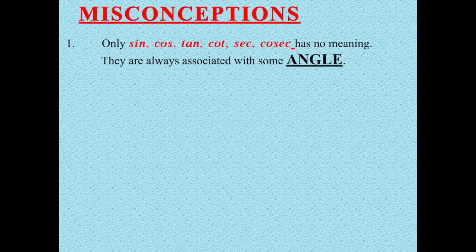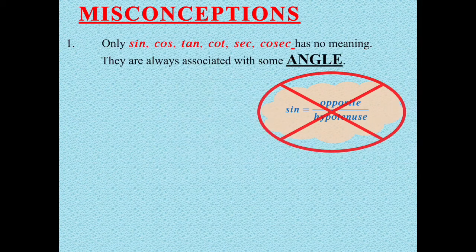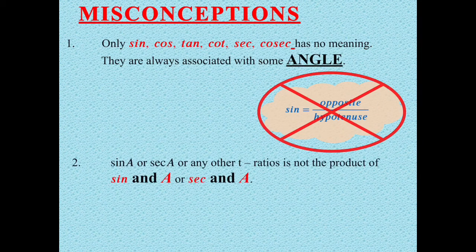Now it is important to take care of the following points as they are commonly misunderstood. The first one is, if you write only the names of any trigonometric ratios, then it has no meaning. These ratios are always associated with some angle. In second point, generally sin A or sec A or any other trigonometric ratio is understood as product of sin and A or sec and A or so on, but it is not the product, rather one term only.